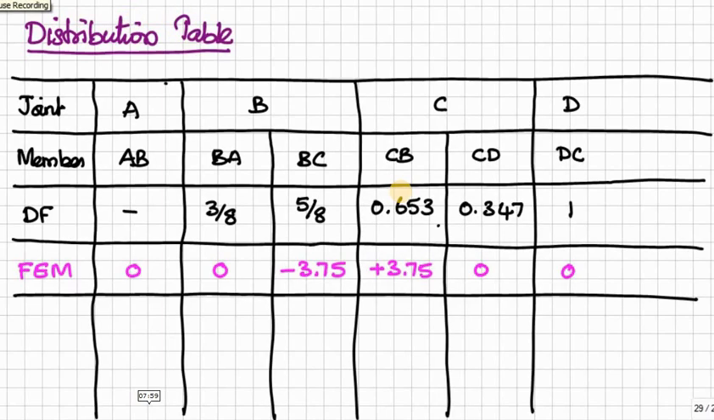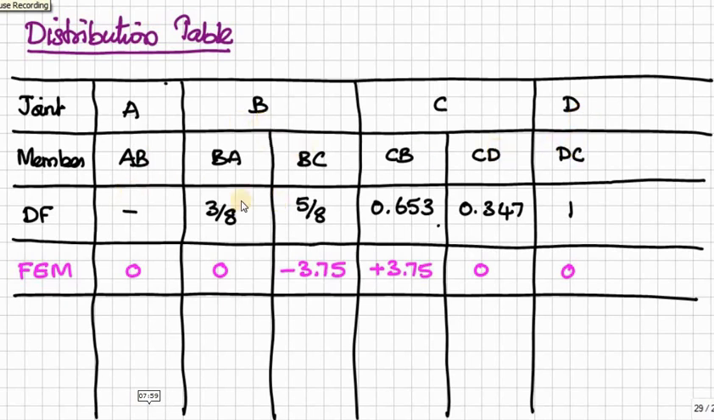So, this is the default template for the distribution table, that is joint, member, distribution factor and fixed end moment. So, we have 4 joints A, B, C and D. At joint A, we have only one member originating from joint A, which is AB, and at joint B, we have 2 members, that is BA and BC. Similarly, at joint C, we have 2 members, CB and CD. At D, we have only the DC member.